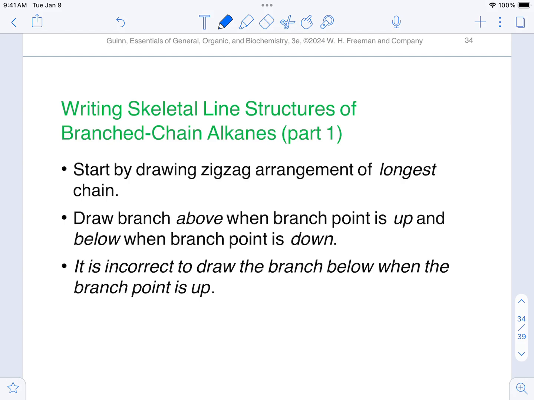So what if we have something branched now, like we did in the last video? You're still going to identify the main chain, the longest chain of carbon atoms in a row, and you want to draw that first. Ignore anything branched off. Draw the branch above the main chain when the branch point is up, and below when the branch point is down. It is incorrect to draw the branch below when the branch point is up.